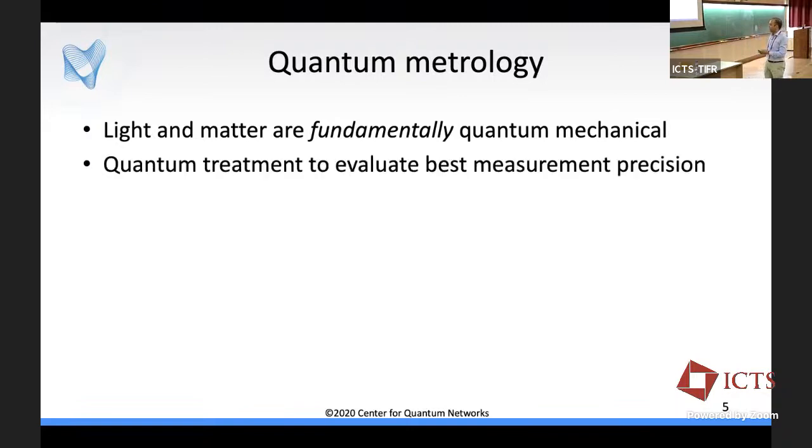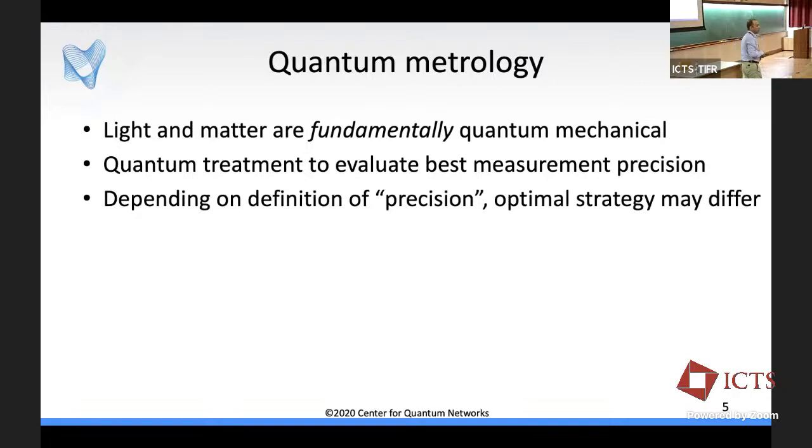But once you cast light in the quantum mechanical language, you suddenly have access to some very powerful tools that allow you to do quantum treatment of information embedded in that light and help you understand what is the best possible precision with which you can measure certain quantities. Now, what does best mean? That word best has to be qualified. What is your measure for precision? Are you trying to tell apart between a few different states of light? Are you trying to estimate a parameter embedded in a pulse of light? Are you trying to track how a parameter changes in time?